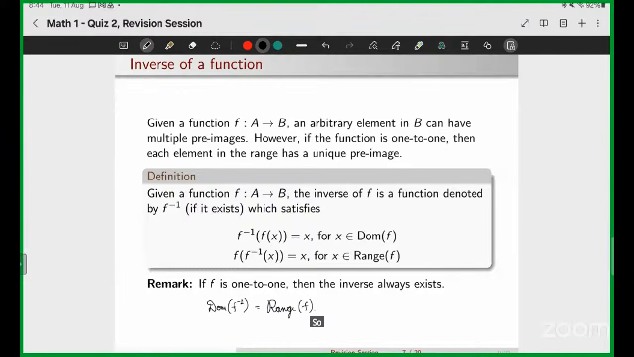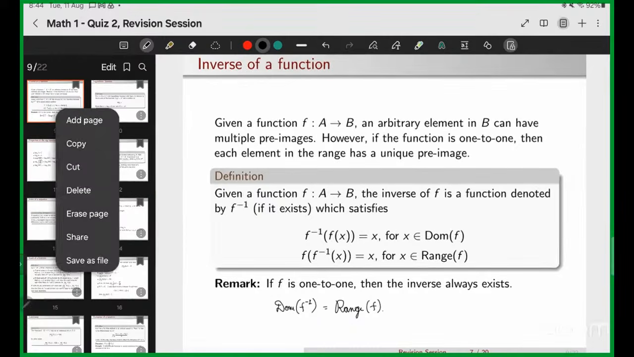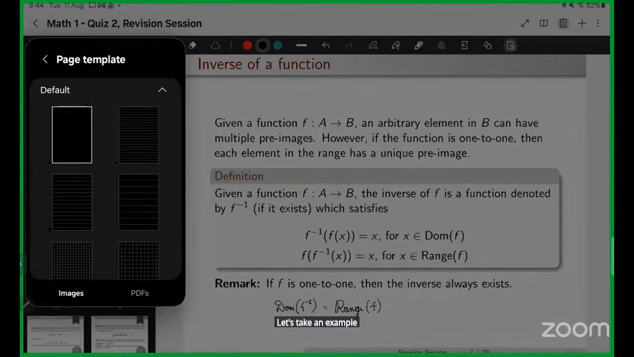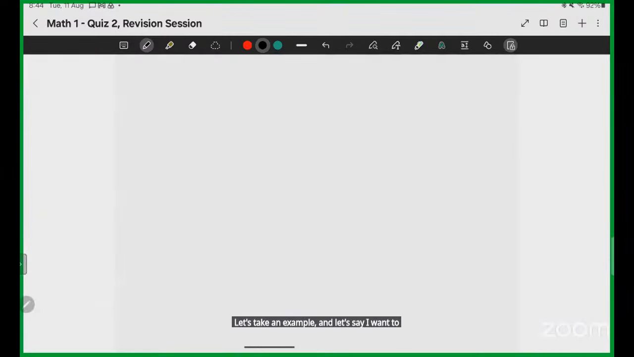So let's take an example. Let's say I want to find the inverse of x square, right? This is not a question. This is just, let's just analyze this. From R to R, f of x is x square.